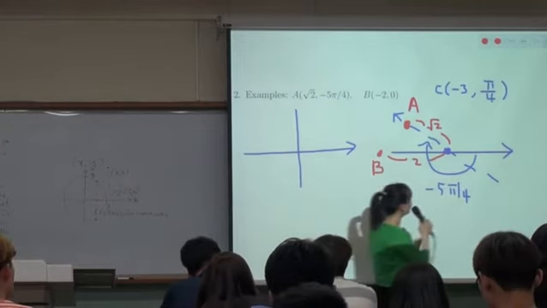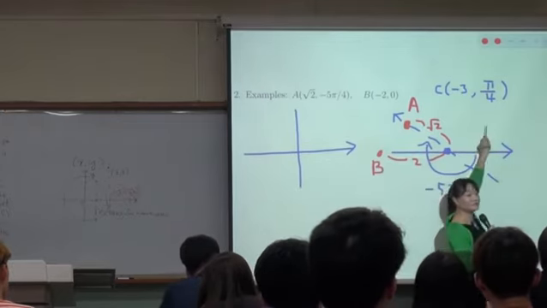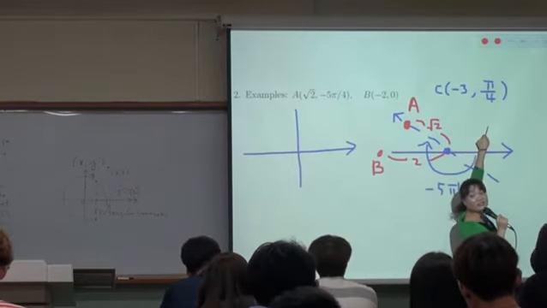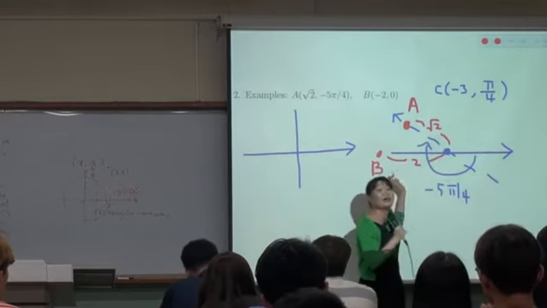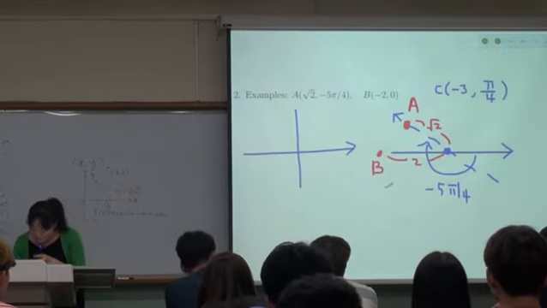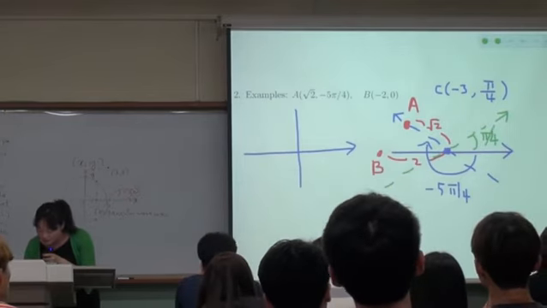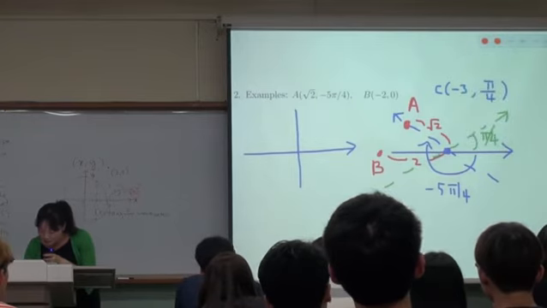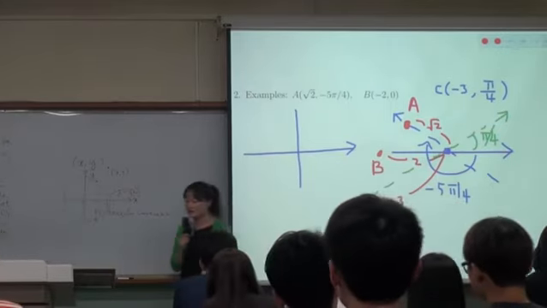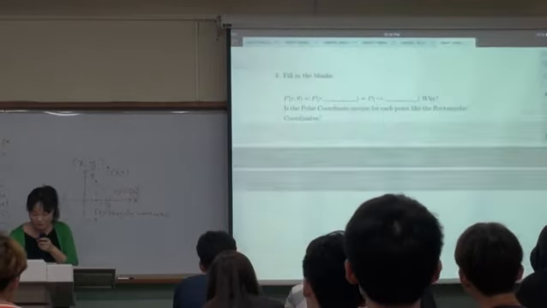Okay, let's do C. I have to rotate my axis up or down? Up. By how much? Pi over 4, 45 degrees. So I rotate it, then the increasing direction will be here, right? But r is minus 3. So is that on this side or that side? That side, exactly. So this is pi over 4, but it is minus 3, so it will be here, C, and the distance is 3. Fine? That's how we plot it. Any question up to here? Okay, so fill in the blanks.